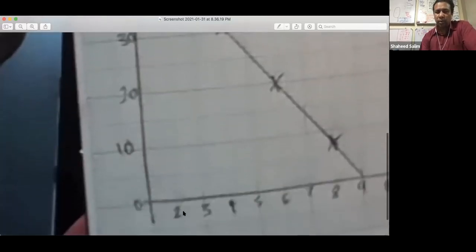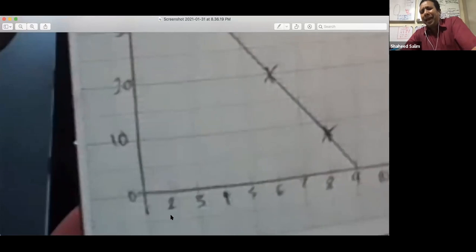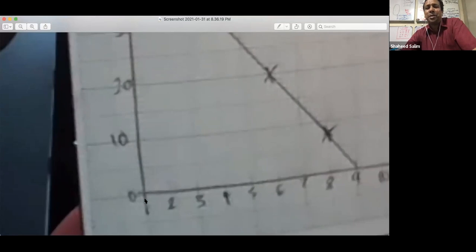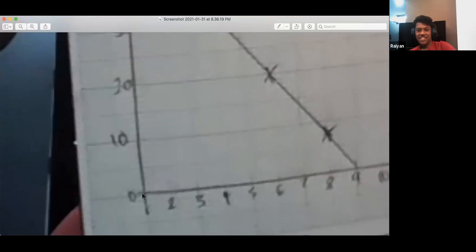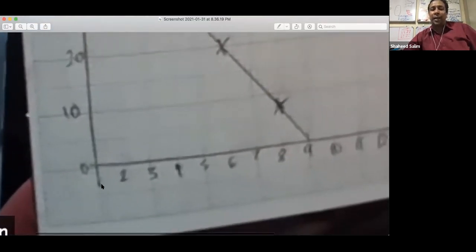So 2 minutes. This one is 2, 5, 2, 3, 4. Where's number 1? Oh, this one is number 1. No, this is number 2. No, there's zero below that. Now below here, this is 0. Okay, so now both start at 0. 0 to 10, 0 to 1, 2, 3, 4, 5. So you started at 1, no?